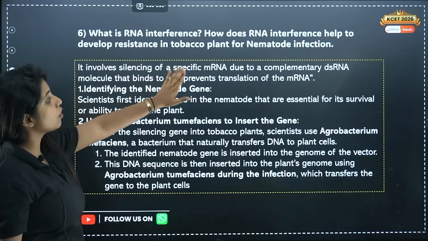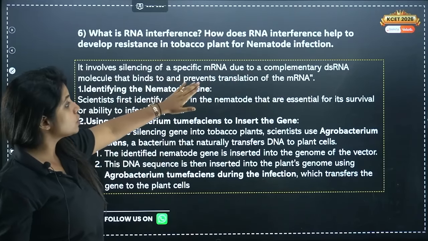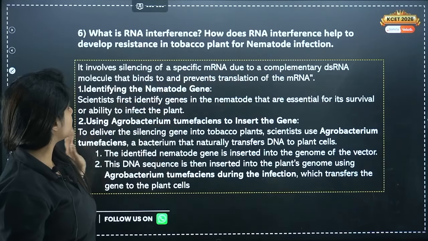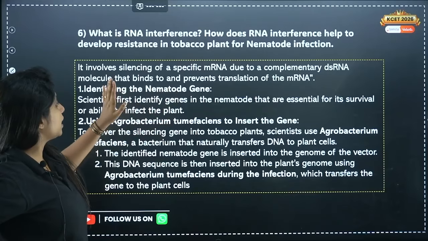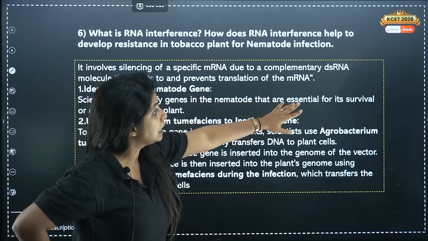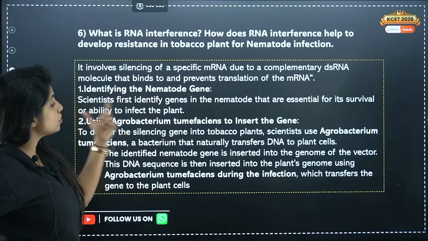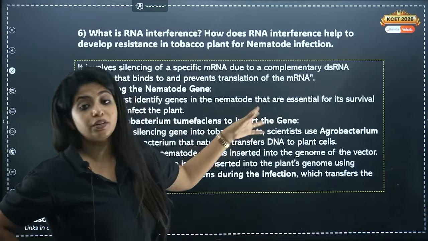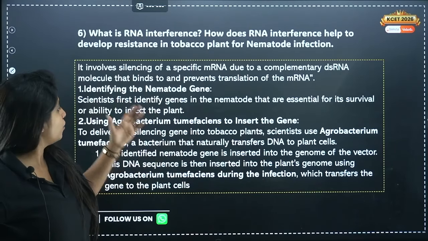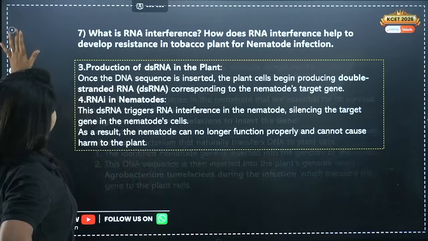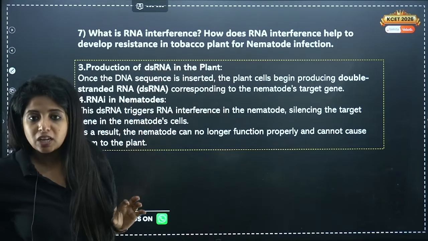Okay, and now how do you write the steps? It involves silencing of a specific mRNA due to a complementary double-stranded RNA molecule that binds to and prevents translation of the mRNA. What do we do? Identify the nematode gene. Scientists first identify the genes in the nematode that are essential for its survival or ability to infect the plant. Then, using Agrobacterium tumefaciens to insert the gene. To deliver the silencing gene, we take the help of Agrobacterium tumefaciens. Later, production of double-stranded RNA in the plant. In the plant, they produce double-stranded RNA.